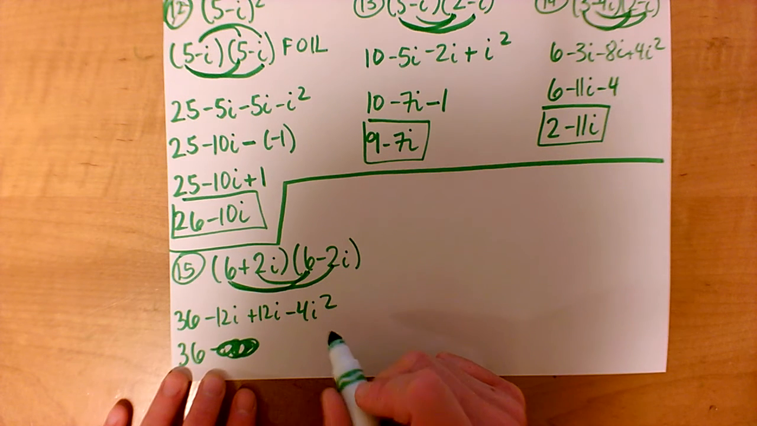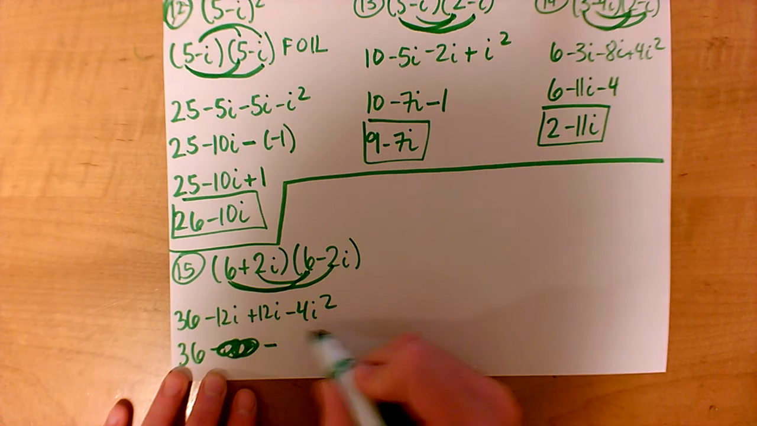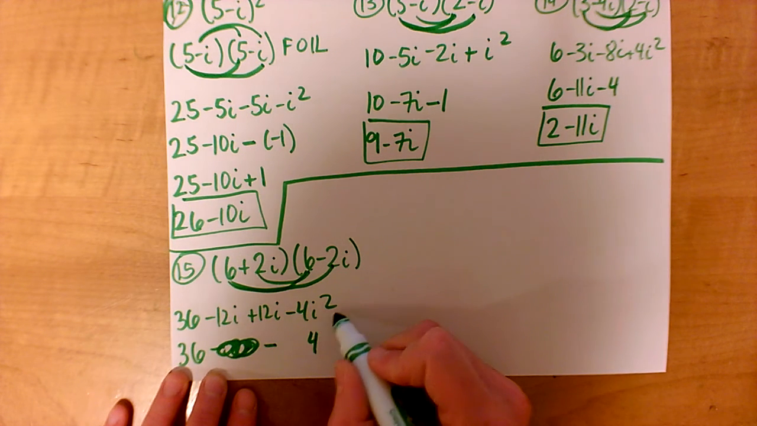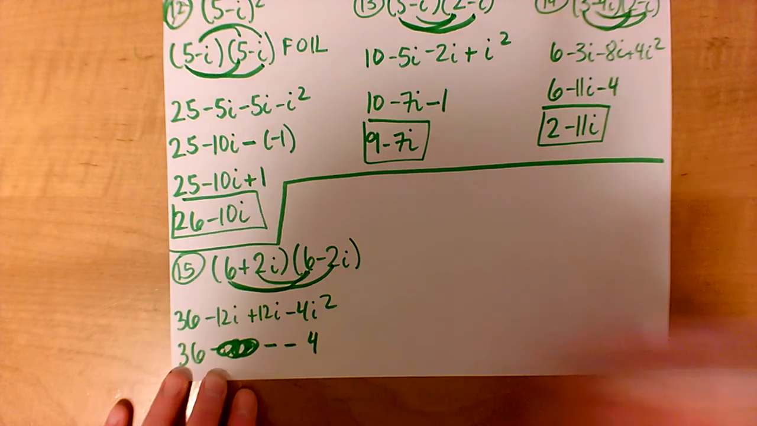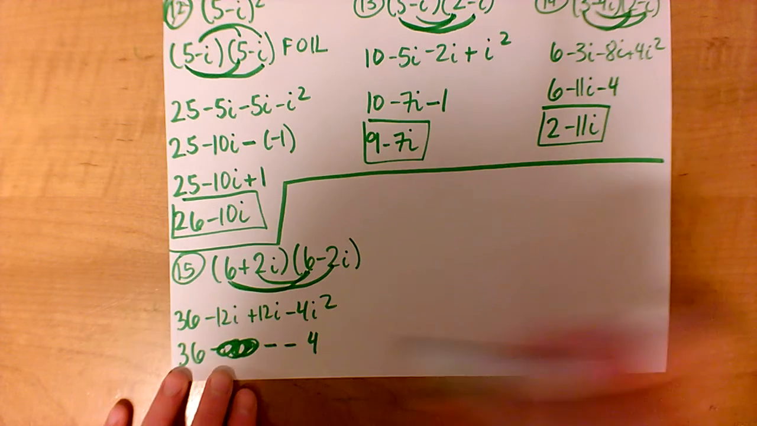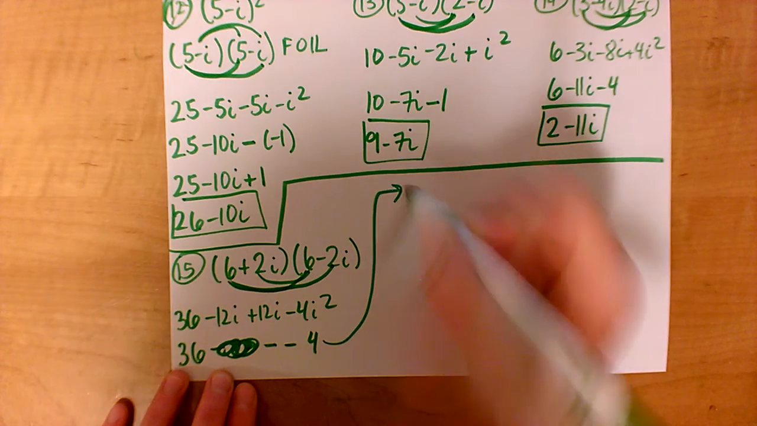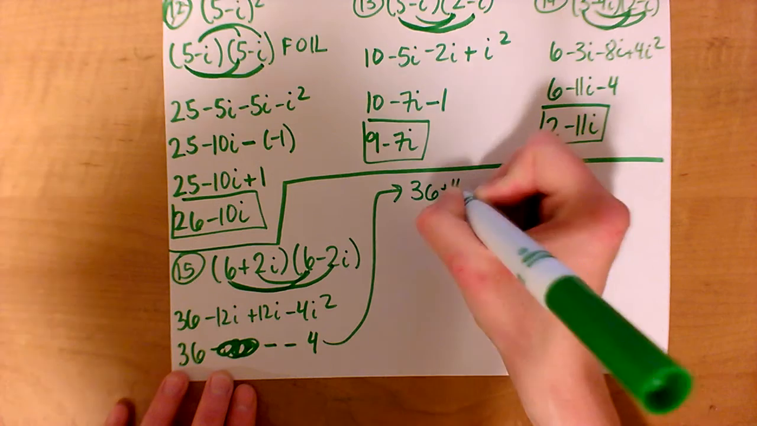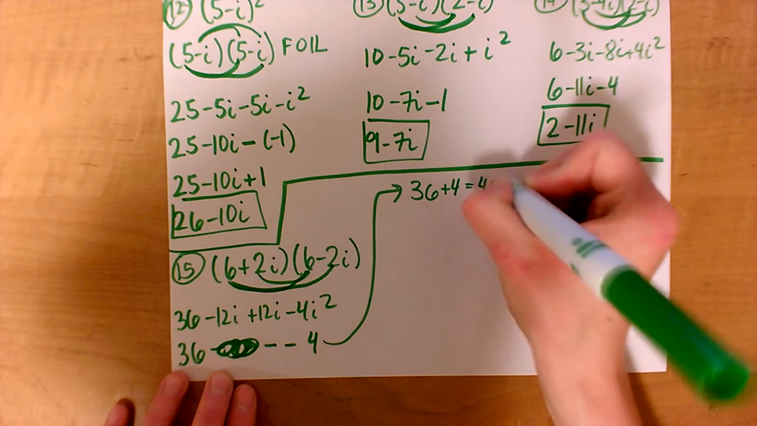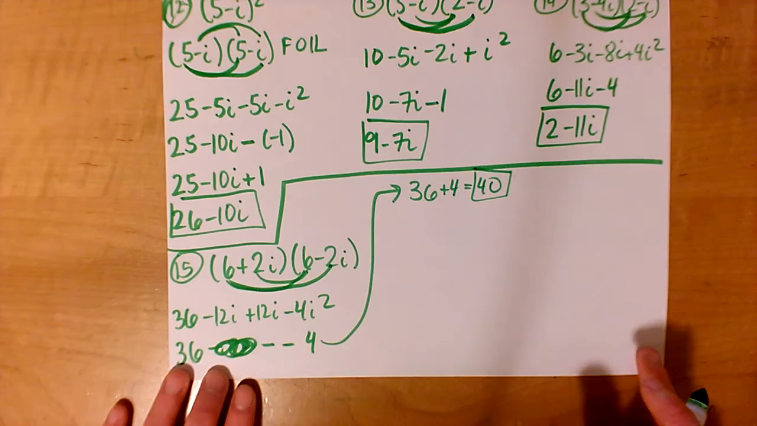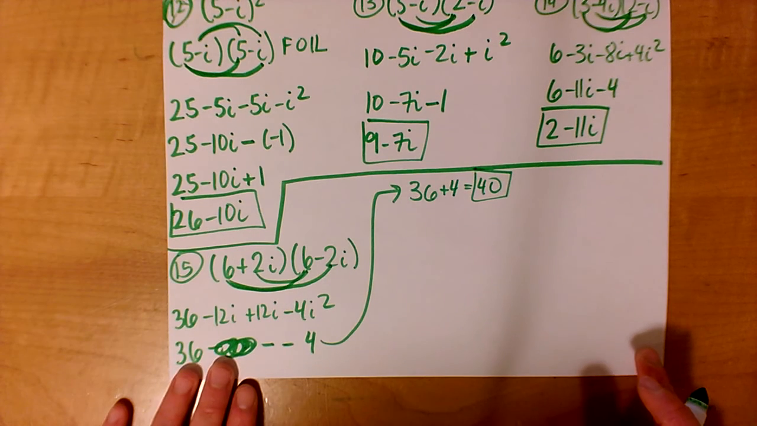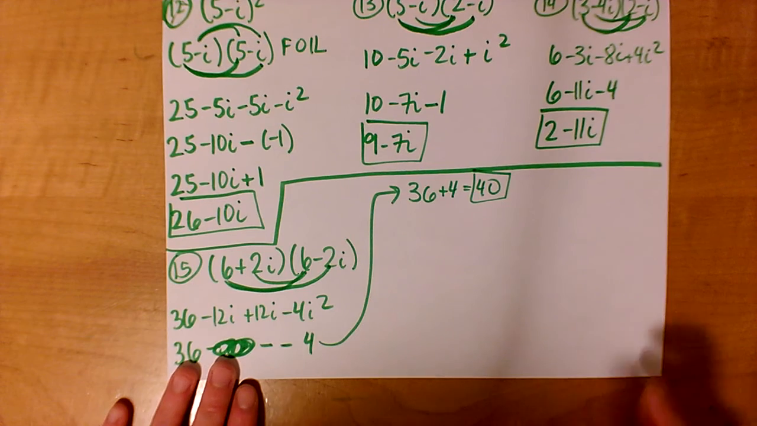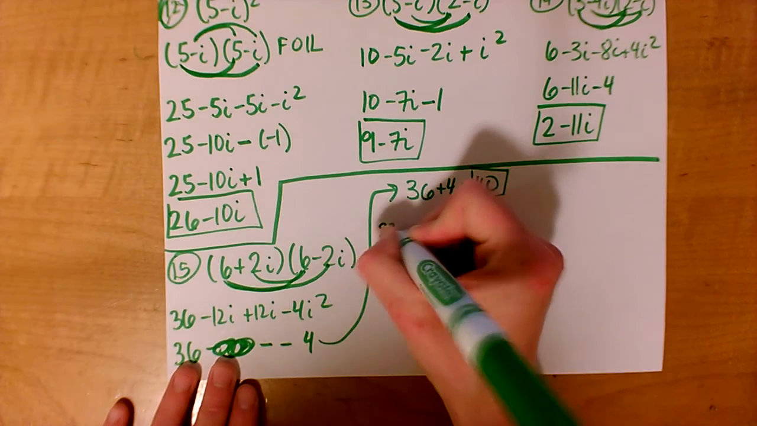And then I have negative 4I squared, so I'm going to already have that negative 4. And then this I squared becomes a negative 1, so it's kind of like you have another negative right there. So this double negative becomes a positive, and this will turn into 36 plus 4, which is 40. Okay, so your answer to number 15 is 40. Let's take a look at 22.